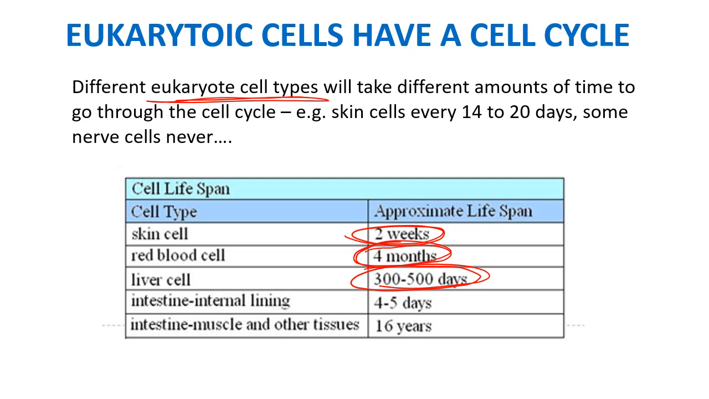Our intestinal lining only takes 4 to 5 days. We're constantly shedding and dividing and making brand new intestine cells. And our muscle cells barely ever reproduce and divide. 16 years before a muscle cell divides and goes through its whole cell cycle. So that's how prokaryotes and eukaryotes cells divide and have their life cycle. And in the next section, we're going to learn how mitosis works in a lot more detail.